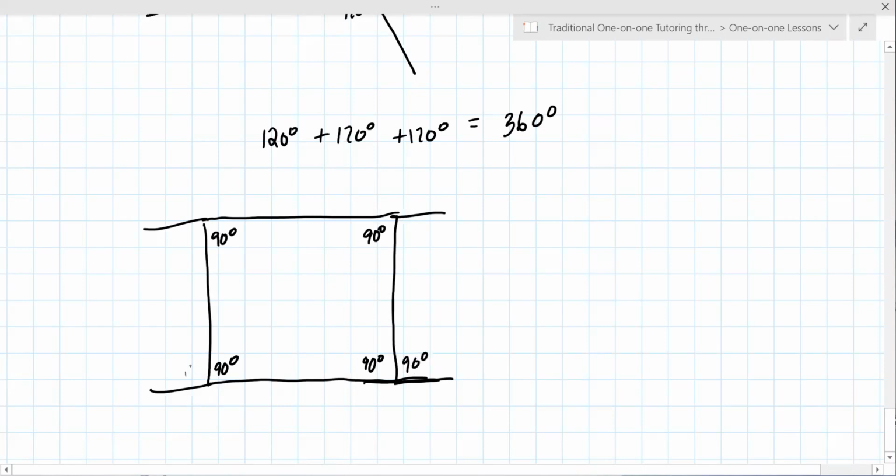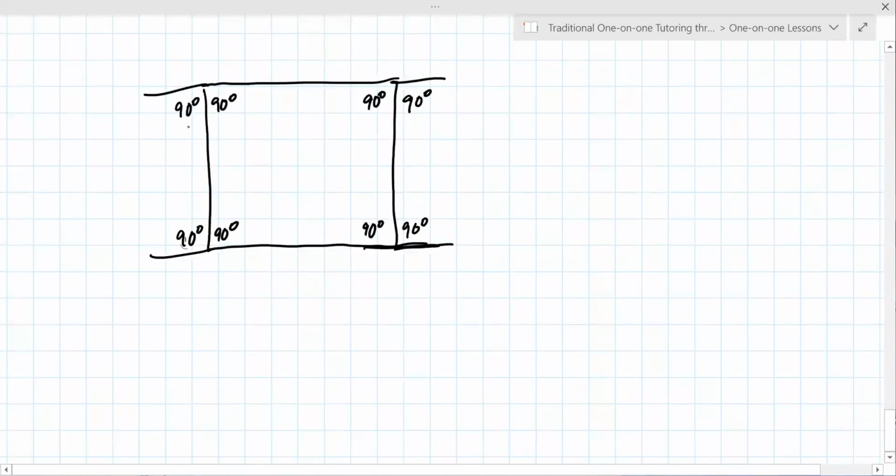How about this one over here? Again, 90. And how about up here? 90. And how about this one up here? 90. So there are 1, 2, 3, 4 exterior angles. And it's 90 plus 90 plus 90 plus 90. What does that add up to? 360. Very good.